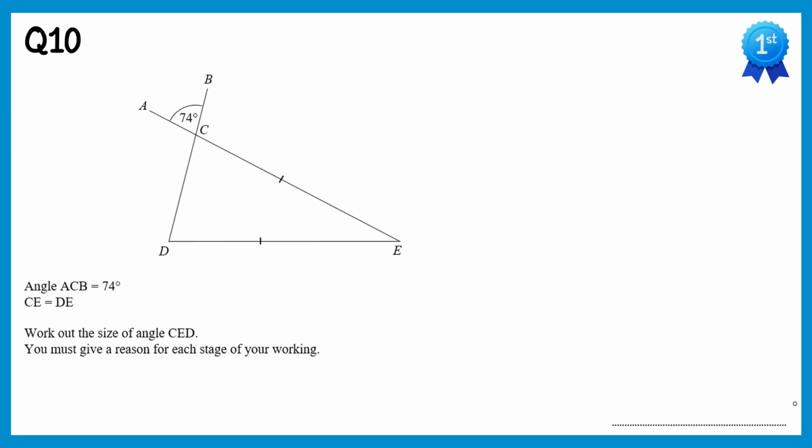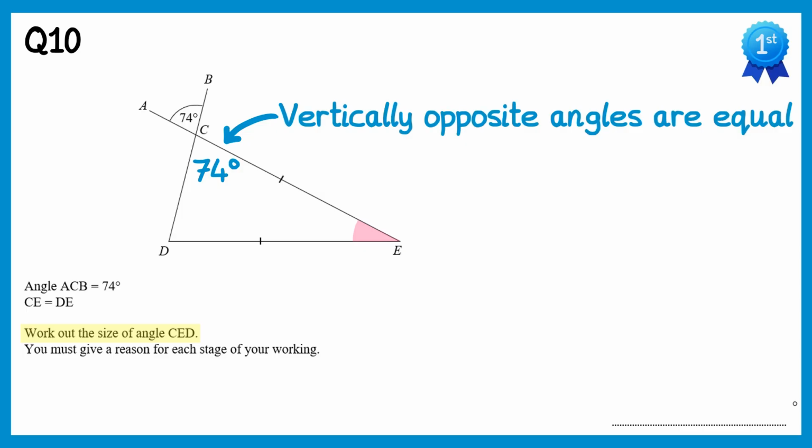In this question we're trying to work out the size of angle CED. That's this angle here. First of all we're going to find out the angle BCE. So this angle here, BCE, is 74 degrees. We need to give a reason for each stage of our working though. So the reason that one's 74 is because it's vertically opposite to the angle ACB. So we could put a reason on here and say that this angle is 74 degrees because vertically opposite angles are equal.